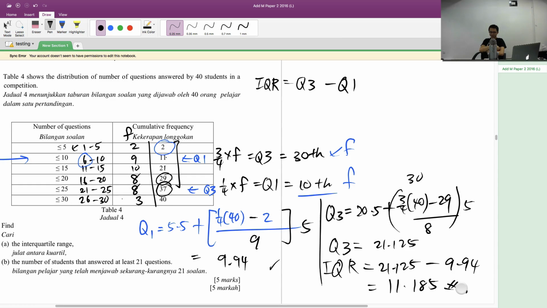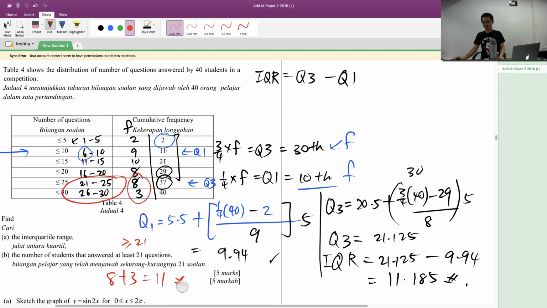Alright, so far so good? Or do you already feel very lost? Okay, if no problem, the number of students who answer at least 21 questions. At least 21 questions means I must go from 21 to 30. At least 21 means bigger than or equal to 21. So the total number of students is 8 plus 3, which is 11. Alright, this one is just 1 mark.